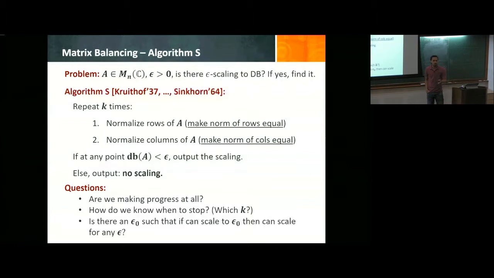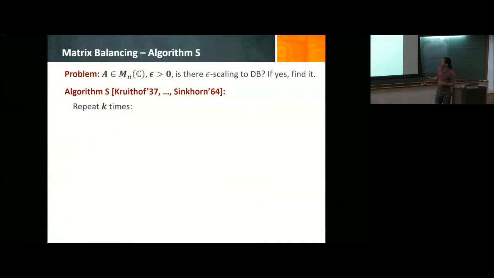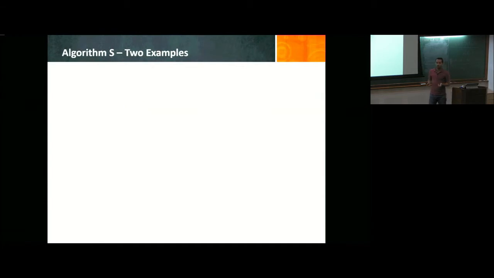Now, you may have three natural questions. One is, are we making progress at all? And if we are, how do we know when to stop? For which k do we stop? And the other question is, is there an epsilon naught such that if I can scale to epsilon naught, then I can scale for any epsilon? Because this would solve the question of whether I have a doubly balanced scaling in my closure or not. It just means that I have to scale to this close to doubly balanced. Let me give you two examples of how this algorithm would work.